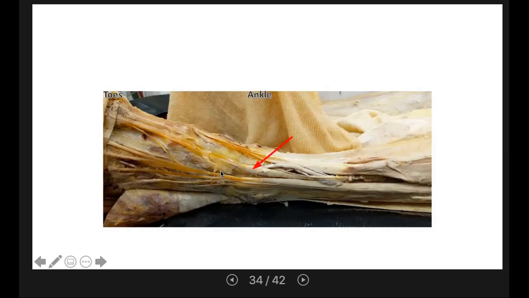We can also appreciate the digitorum to these extensors. So here's the extensor digitorum longus coming all the way from the foot versus the shorter extensor digitorum brevis, which is running on the top of the foot. And these have a combined tendon, but they branch out going to each of the 4 lateral digits.